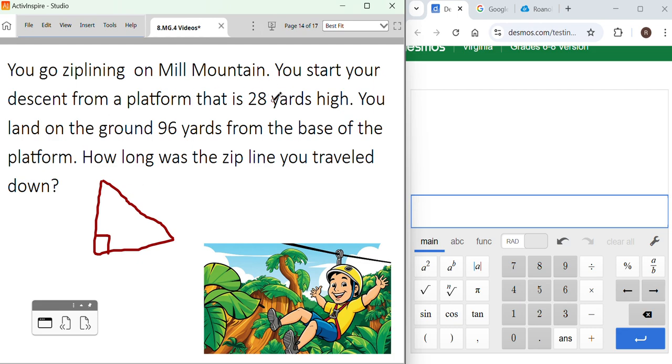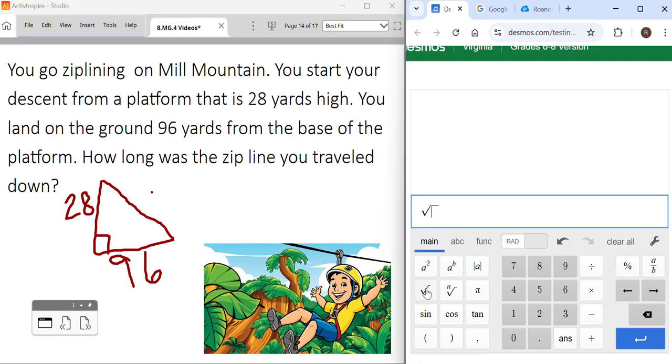He is making a descent from 28 yards high. High is a signal word for a leg. Then it says he lands on the ground 96 yards from the base. Another signal word for a leg. So we are definitely looking for the hypotenuse, how far he traveled.